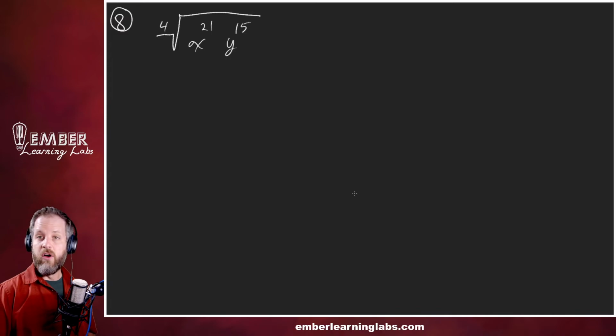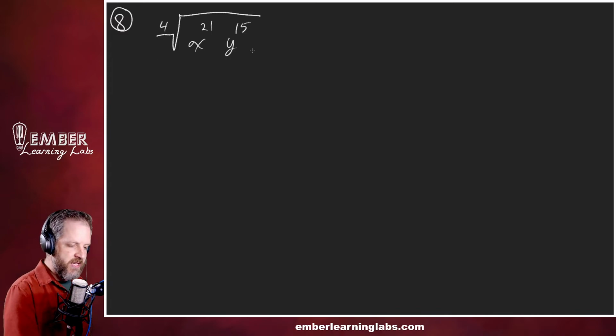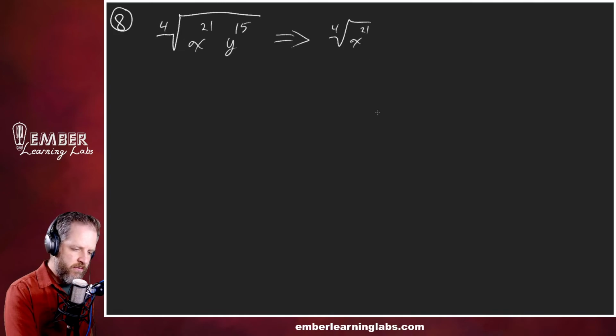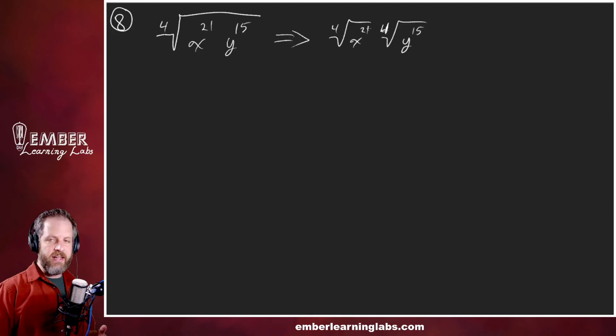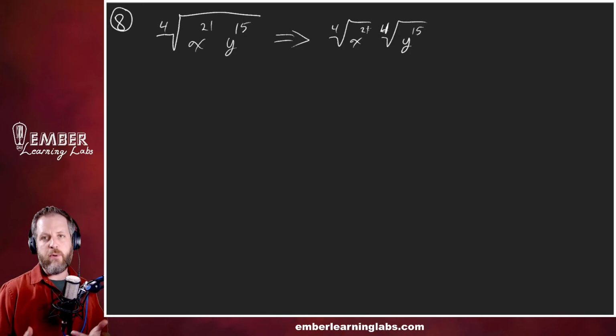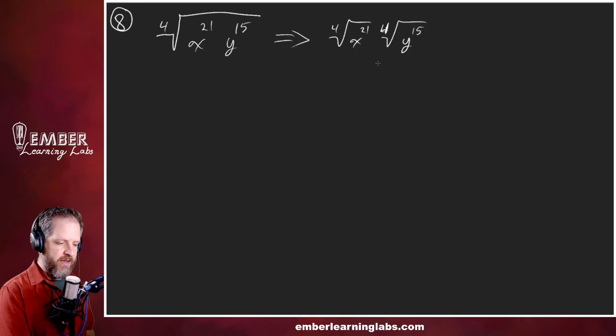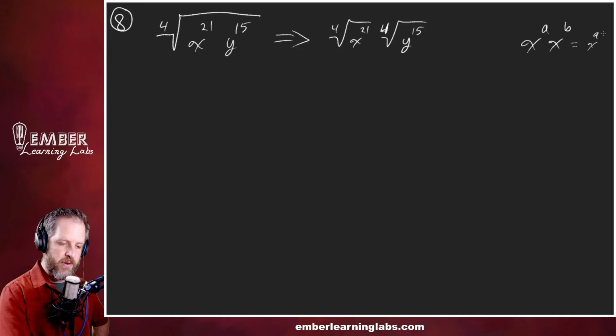Okay, so let's see if we can first split this up into two pieces. So we're going to turn this into the fourth root of x to the 21 times the fourth root of y to the 15. Now, for this guy, let's see. We were using properties of exponents in our last example. Let's see if we can do the same thing again. Because if we have like bases multiplied, x to the a times x to the b, what do we do with those? We add them. So this equals x to the a plus b, right?